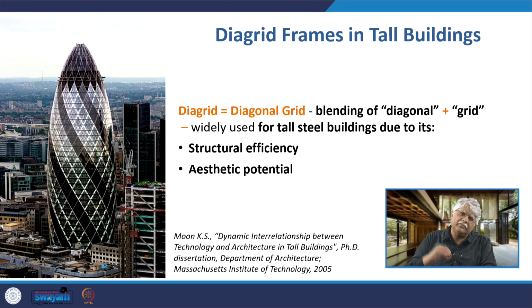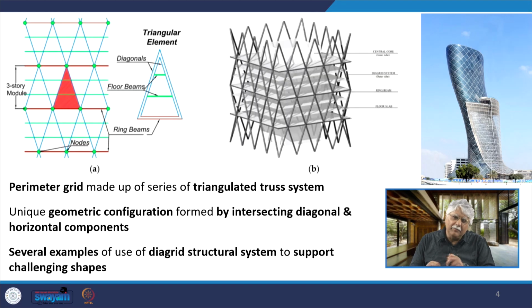One ecological skyscraper that I studied with you earlier, the Gherkin, and the other building that I talked to you about with regard to being a green building, the Hearst Tower, both by Norman Foster, have a Diagrid frame. It has a perimeter grid made up of a series of triangular truss systems, and it is a very unique geometrical configuration formed by the intersection of diagonal and horizontal components.